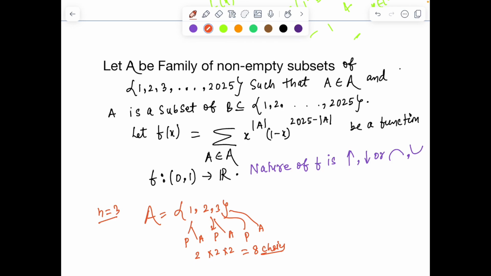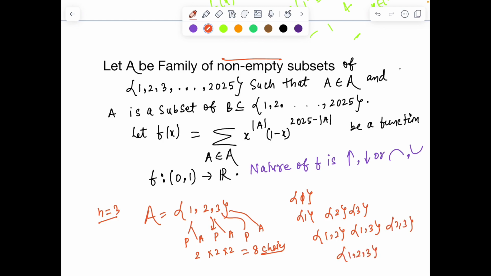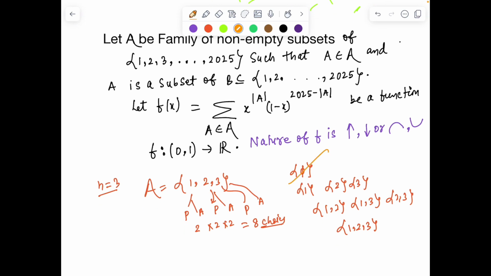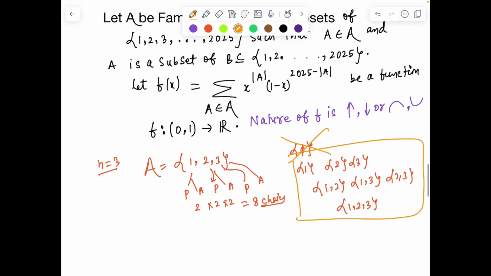Unfortunately, in these 8 choices, we'll also count an empty subset. For instance, those 8 choices will be an empty subset phi, or 1, 2, 3, or we'll have the elements taken two at a time: 1,2; 1,3; 2,3; or the elements taken together, which is 1,2,3. So in total we have 8 possibilities, out of which I have to reject the possibility of the empty set. We have 7 possibilities.